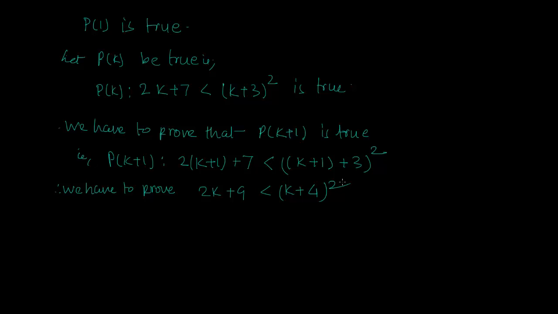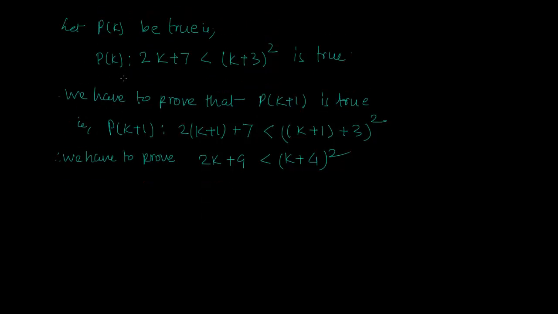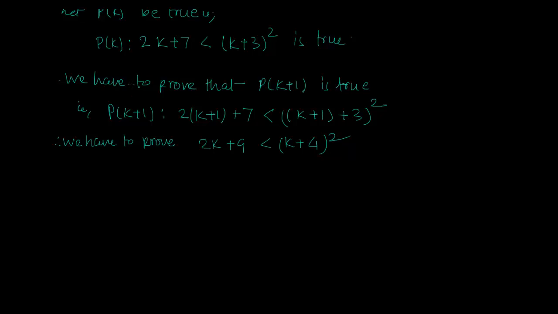Now here what we do, in these cases, you start from what is given as true, as you were doing in the case where there was an LHS and RHS and you were supposed to prove the equality, prior to the divisibility problems that we did. So we start from here. We have 2k plus 7 is less than (k plus 3) whole square, and I want this to be proved, right? So 2k plus 7 plus 2 is less than (k plus 3) whole square plus 2.